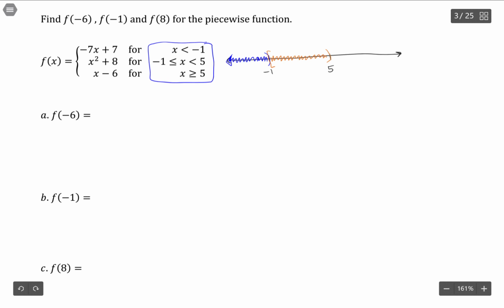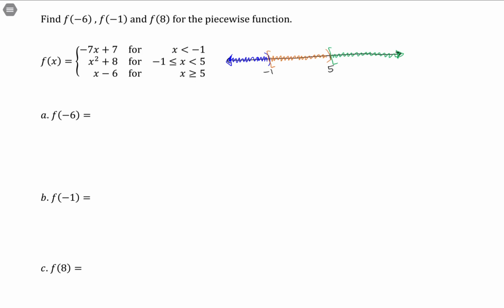And lastly, where x is greater than or equal to 5. So from here on. So notice each of those sets, there was no overlap. So that's how we determine that there's going to be only one answer. We pick the function based off of which range of numbers this value exists in.